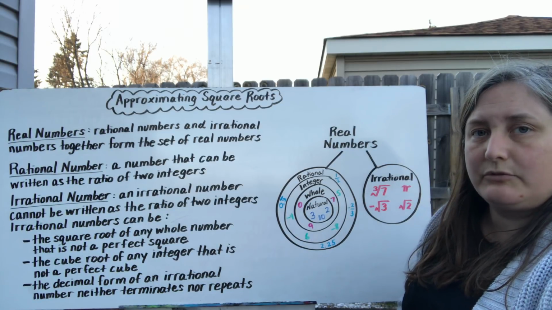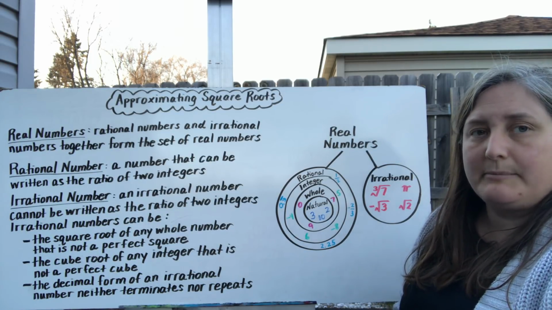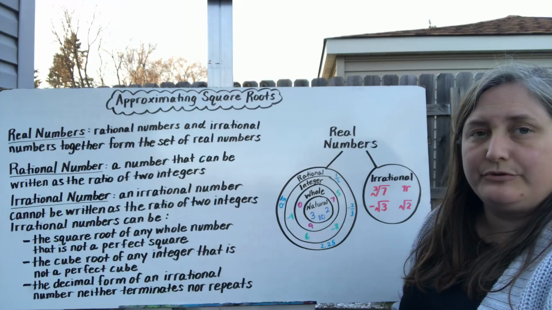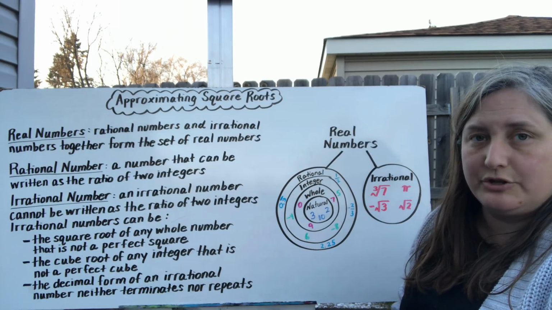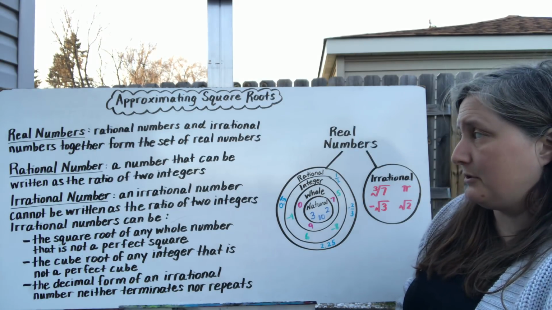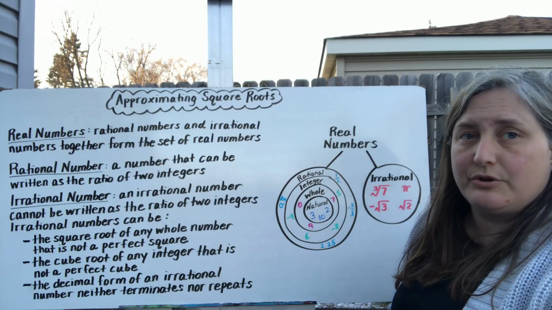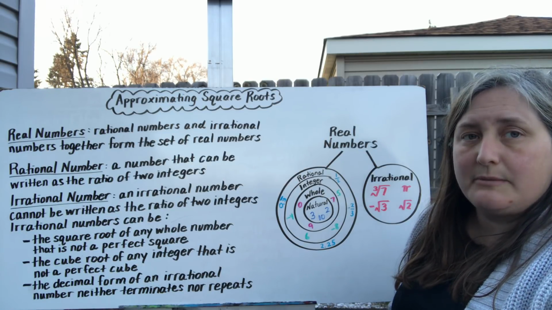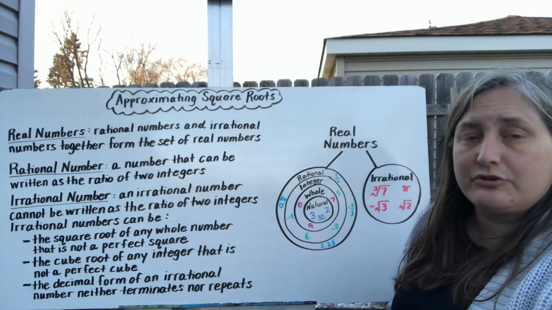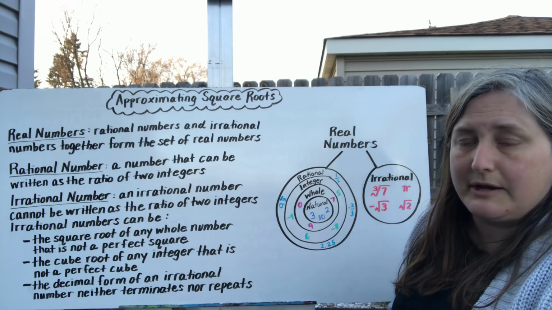This is approximating square roots. We're going to be talking about the set of real numbers, which includes all rational and irrational numbers. Rational numbers are numbers that can be written as a ratio of two integers. Basically, they can be written as a division problem in fraction form with a numerator and a denominator.